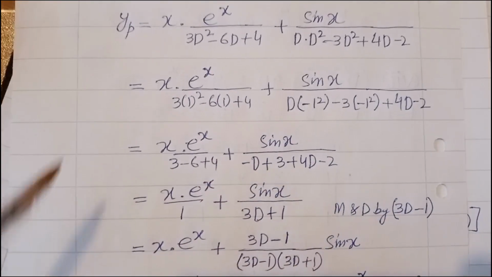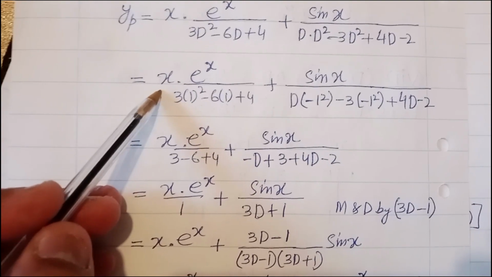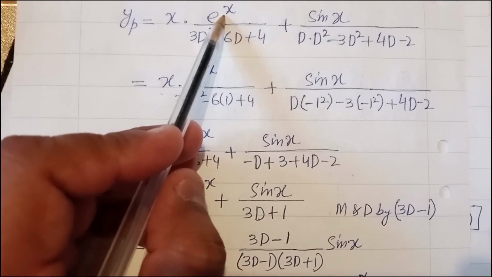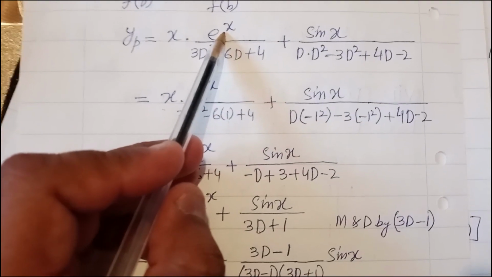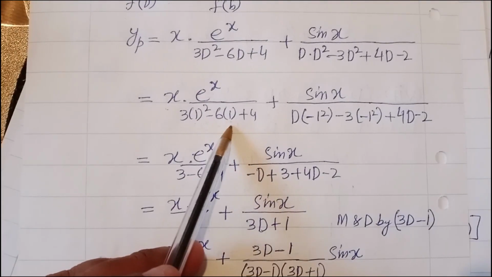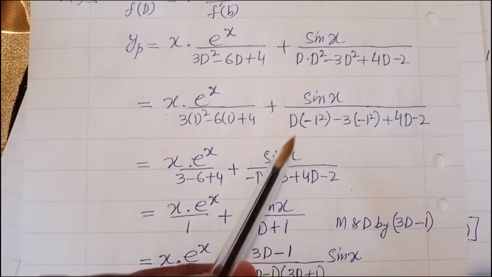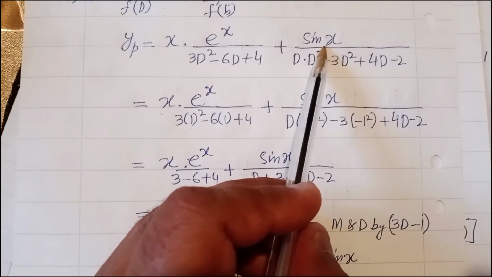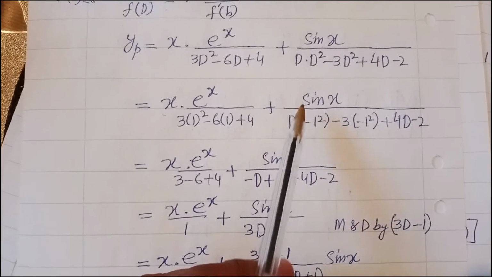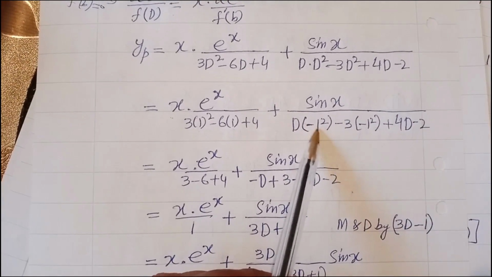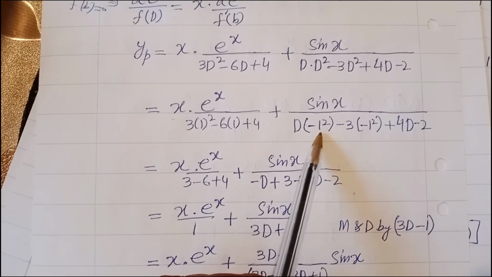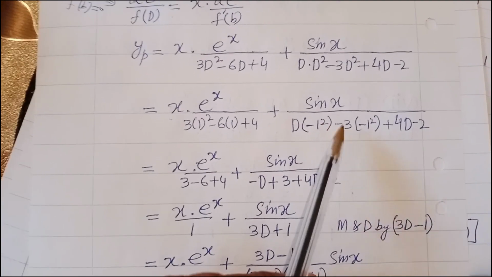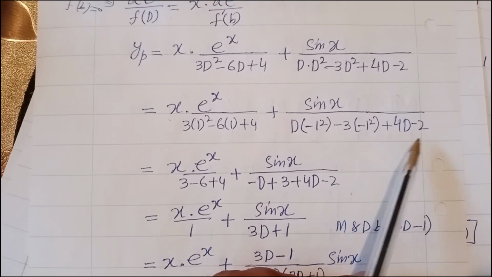So the first term is x times e^x, and the value of b here is the coefficient of x in the power of the exponent, that is 1. So 3(1)^2 - 6(1) + 4, plus sin x, where the coefficient of x in the angle of sine is 1. So here D square is substituted by -b^2. The negative sign is separate and the square is only on the 1. So that will be -1^2, similarly -3(-1^2) + 4D - 2.